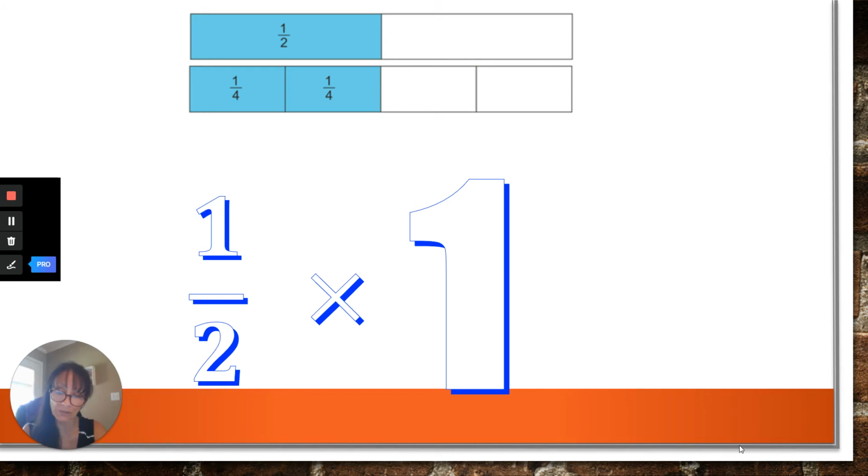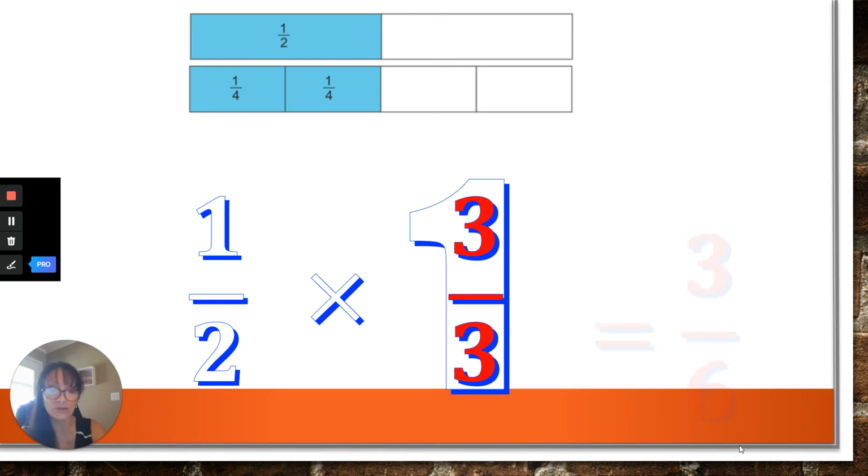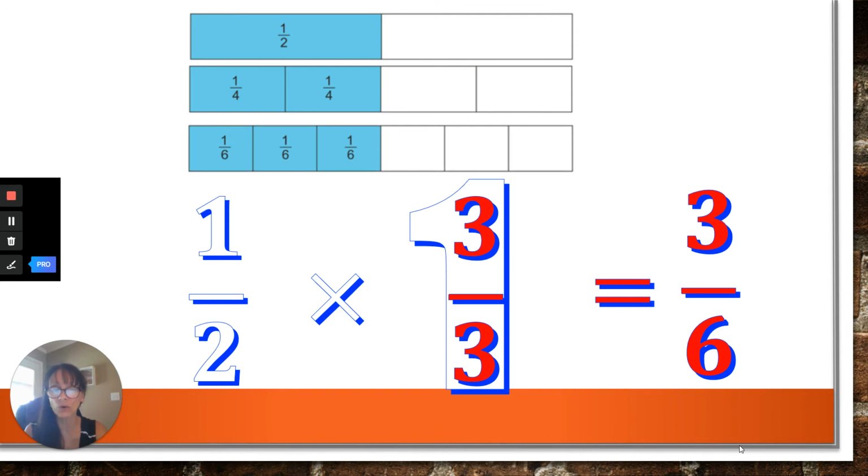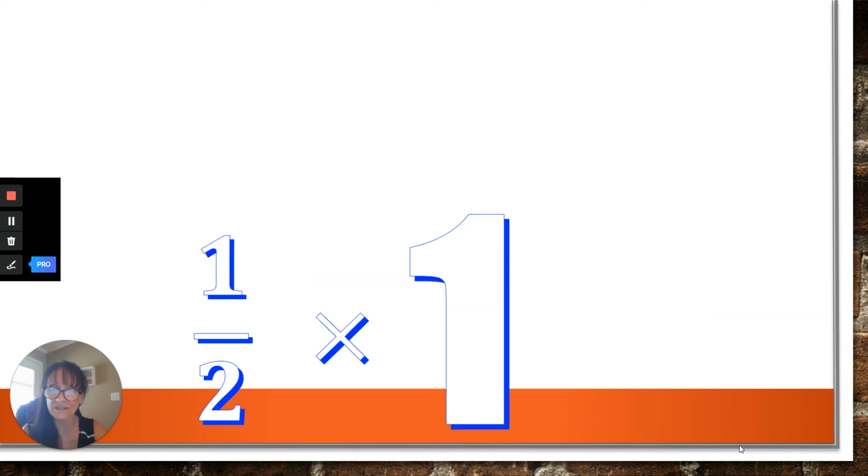Well, what do you think I'm going to multiply by? That's right. 3/3. 1/2 times 3/3 is 3/6. What do you think that fraction bar will look like? You're right. I can hear you already. 3 groups of 1/6. That's awesome. So 1/2 is equivalent to 2 fourths, and both of those are equivalent to 3/6.